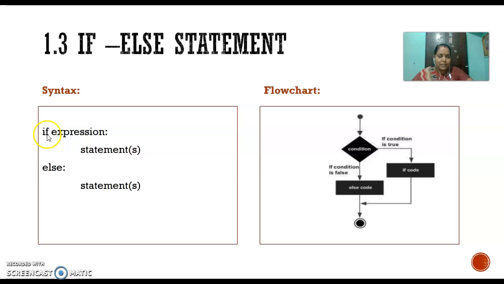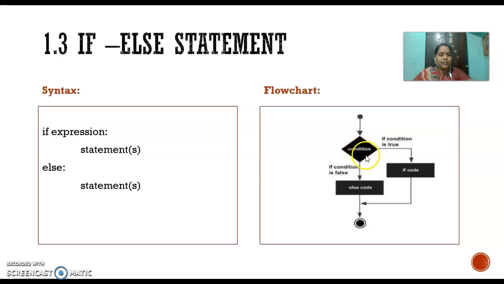So if, followed by space, followed by the conditional expression, followed by colon. Next, the true statements to be executed if this expression returns the value true are given after the if expression, preceded by the 4 white spaces. Next we have to specify else. The statements to be executed when this expression becomes false are given after this else statement. This is the flow diagram.